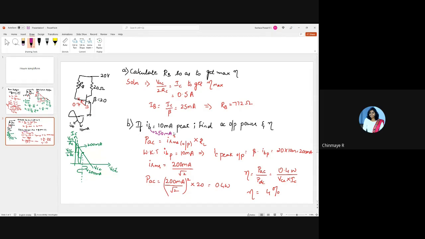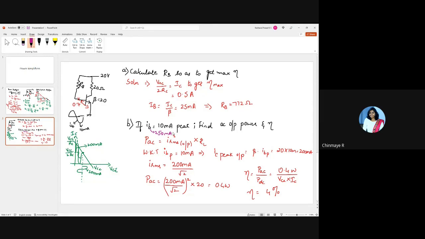IC will be 5 ampere, not 1. So now IC peak to peak will be 250 milli into 20, that is 5 amperes. But can this circuit take a current of 5 amperes? No, right? The maximum DC current that we have fixed is only 0.5 amperes. So this circuit cannot take a current of 5 amperes peak to peak, and therefore the output will be distorted.